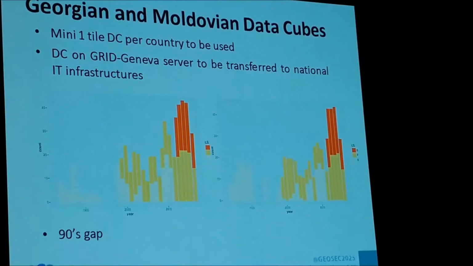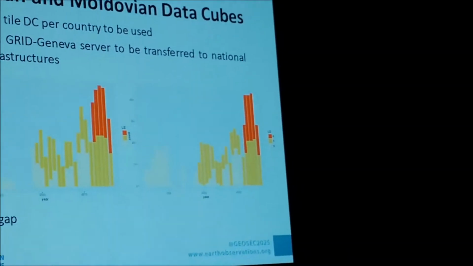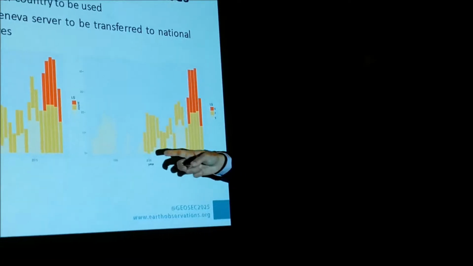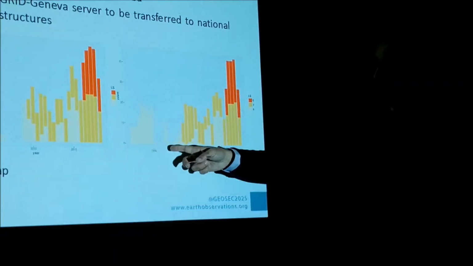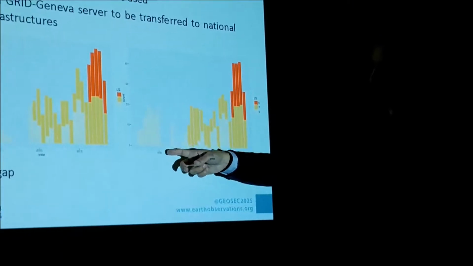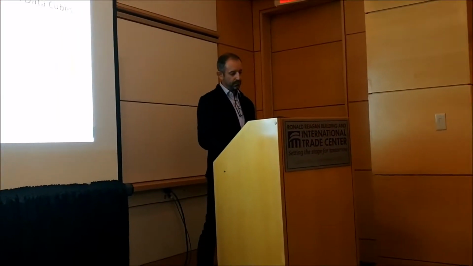We identified some of the issues, for example, this gap in terms of data availability that we identified in Switzerland in the early 90s. We identified it also in Georgia and Moldova. So that's it on that side.